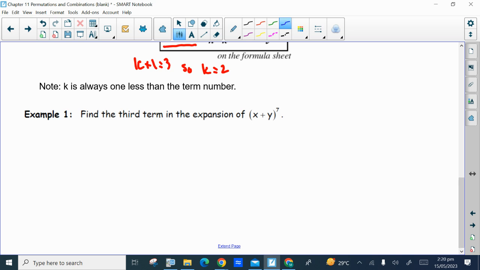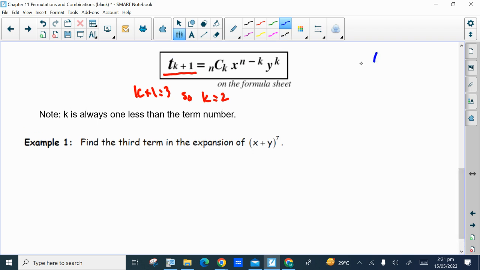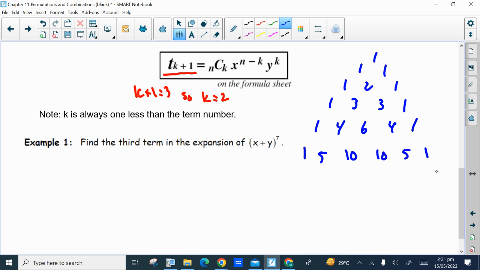Let's do this one both ways. Let's start and do the entire expansion of x plus y to the power 7. So there's a couple different ways we can generate these coefficients. One of them is using Pascal's triangle. Remember, each row starts with a 1 and ends with a 1. In each case, you add the numbers together that are above to get each number.